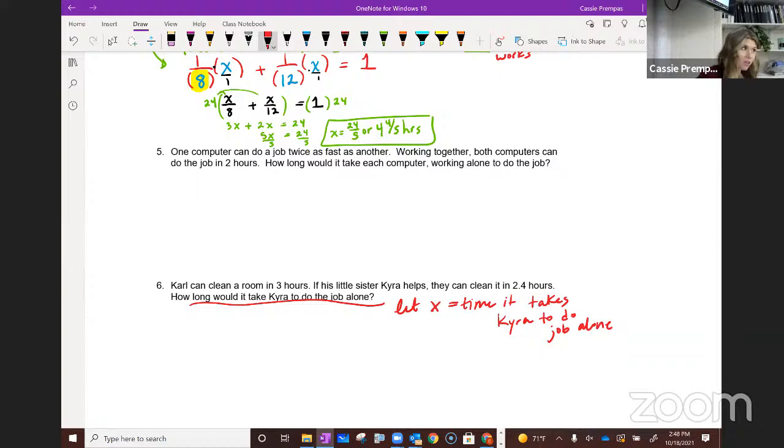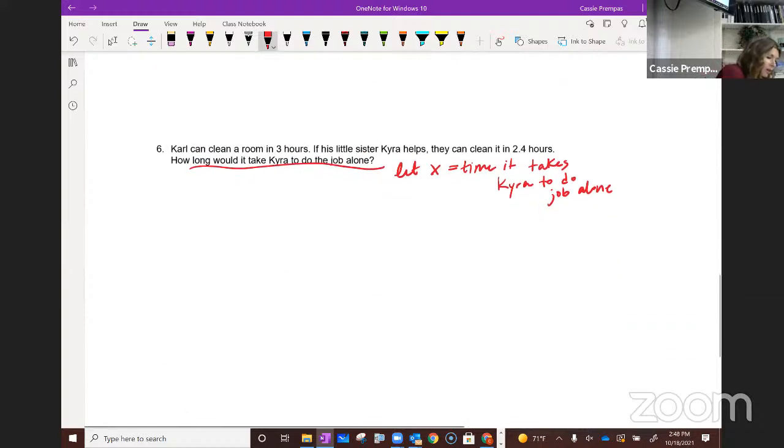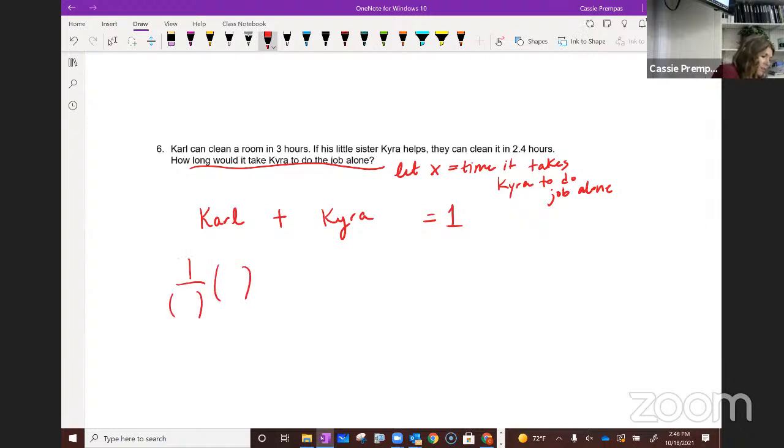Now here's how I start these problems. I know that I'm working with Carl and I'm working with Kira to complete one job. And this is typically what I do. I do 1 over some parentheses times some parentheses plus 1 over some parentheses times some parentheses is equal to 1. Now, I have that equation memorized, so I fill in the pieces based off of the context of the problem. If you need to go back to the equation, go back to the equation, but on your own, see if you can fill in what should go in each of those parentheses.